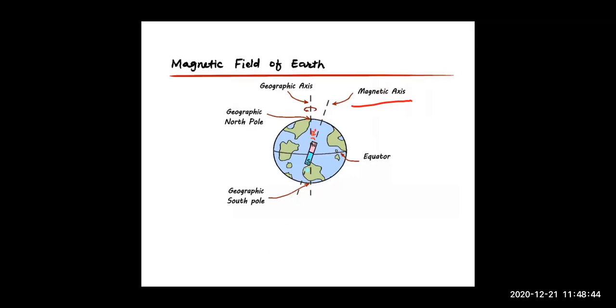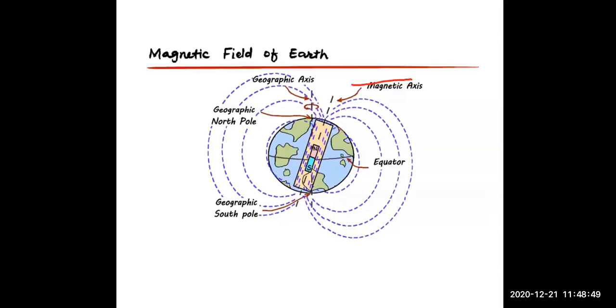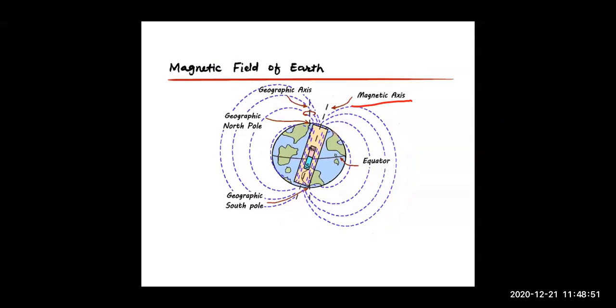Now, children, let us assume that along this magnetic axis there exists an imaginary very big bar magnet like this. Right, this is along the magnetic axis. Now suppose the Earth's magnetic field is due to this imaginary bar magnet. Now let us define the north and the south pole of this imaginary big bar magnet.